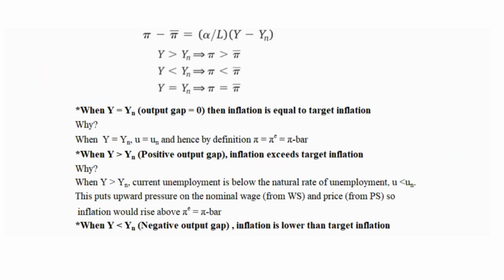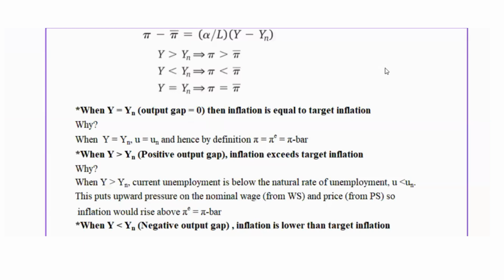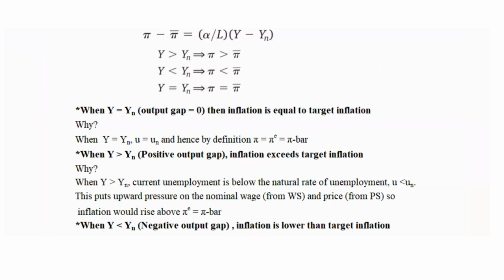So from here, we can see that when y is greater than yn, inflation exceeds pi bar. Now, why is that? Before we look at that, let's look at when y is equal to yn, inflation is equal to target inflation. This is because when y is equal to yn, we know by definition the natural level of output occurs when unemployment is at the natural rate. So if y is equal to yn, then this means that u is equal to un.